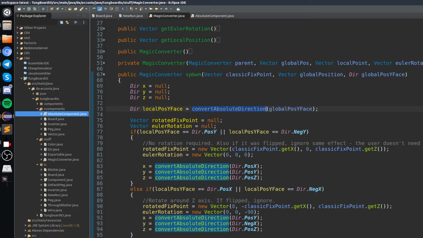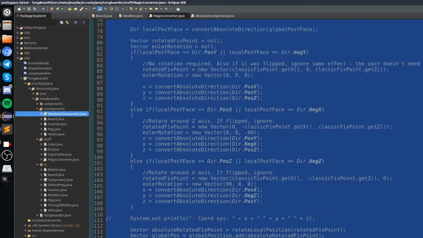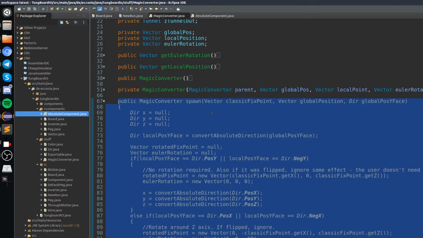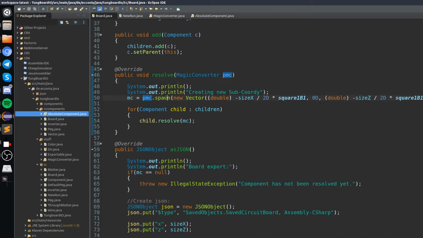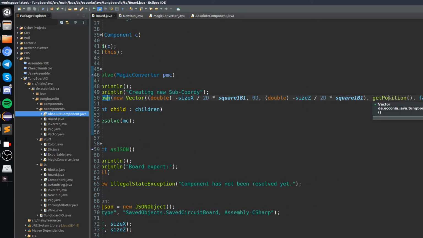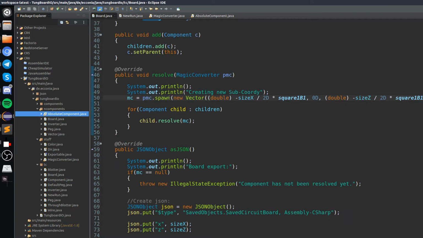Short notice, that's also one of my bugs. The spawn method is executed in the parent of the class which I want to create. So whenever I run, for example, convert absolute direction, that is in the parent coordinate system. I start with the XYZ. I said like, okay, what do I need? I want to have a new board. So here in board, I say, spawn me a new coordinate system. Here you got stuff, you got my absolute position, you got my facing, and you got where my fixed point is. So that is what this thing gets.